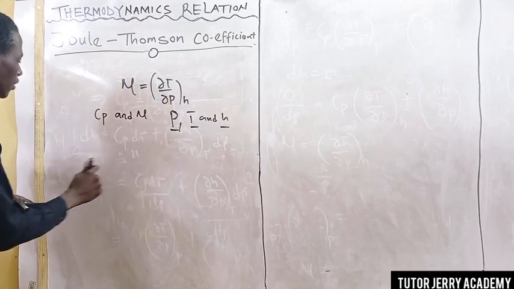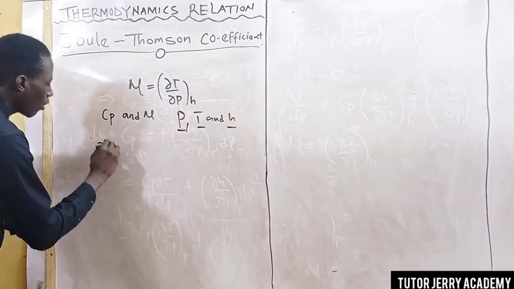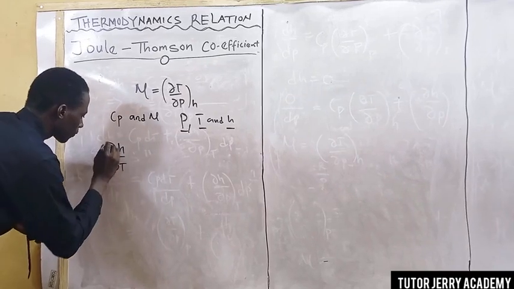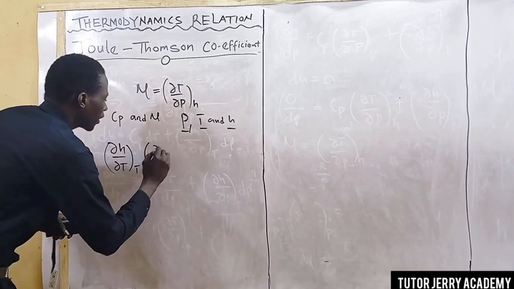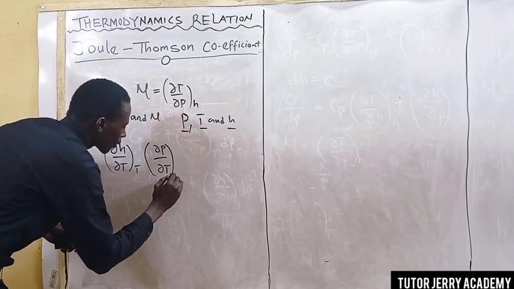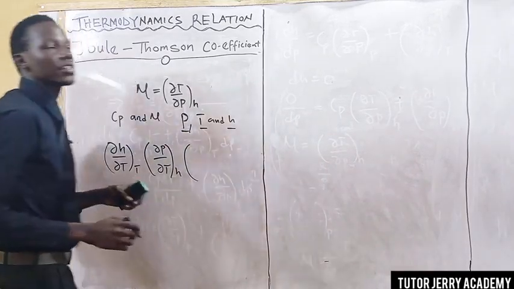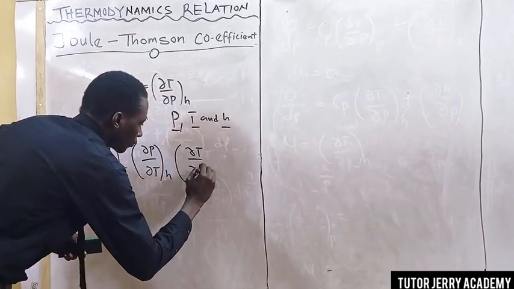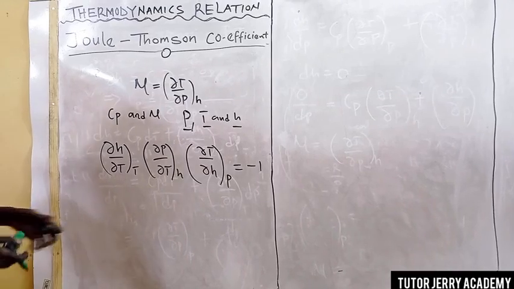So we have the partial derivative of H over the partial derivative of P, keeping T constant, multiplied by the partial derivative of P over the partial derivative of T, keeping H constant, multiplied by the partial derivative of T over the partial derivative of H, keeping P constant, is equal to -1. So this is what we have.